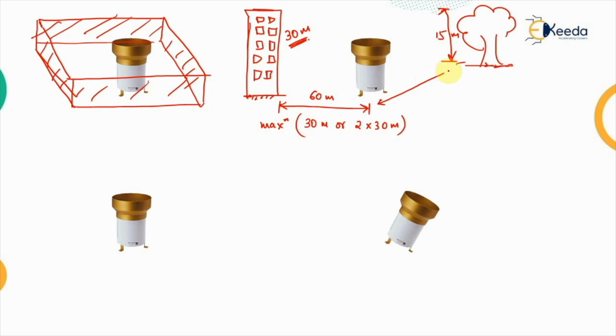Similarly, the distance of the rain gauge from the tree should either be 30 meter or 2 into 15 meter. Now in this case, both of these distances come out equal. So that means the distance of the rain gauge must be at least 30 meter. That is how we calculate the positioning of the rain gauge.